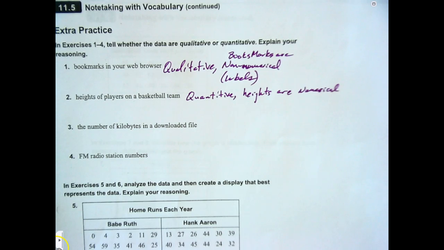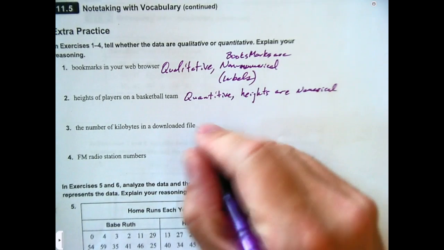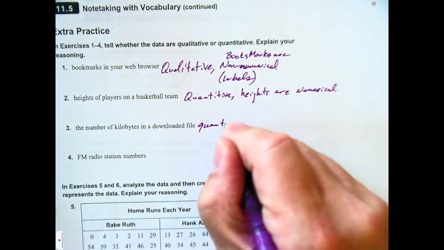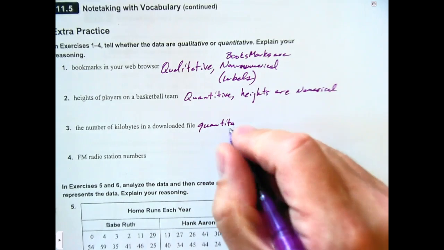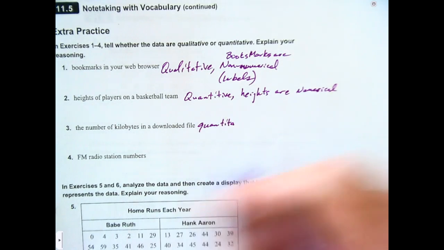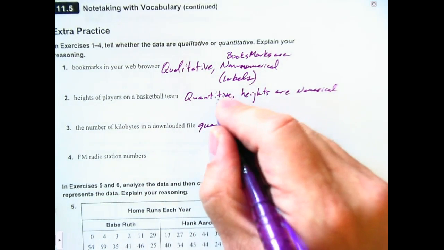Okay, Tyler, number 3, number of kilobytes in download file. What's that? Quantitative? How come? I messed up here. I misspelled that.